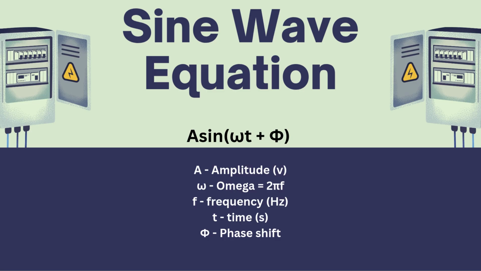Each component of the equation has its own meaning, A being the amplitude measured in volts, omega being 2 times pi times the frequency, F equaling the frequency measured in hertz, T is the time measured in seconds, and then we have our phase shift measured in degrees.